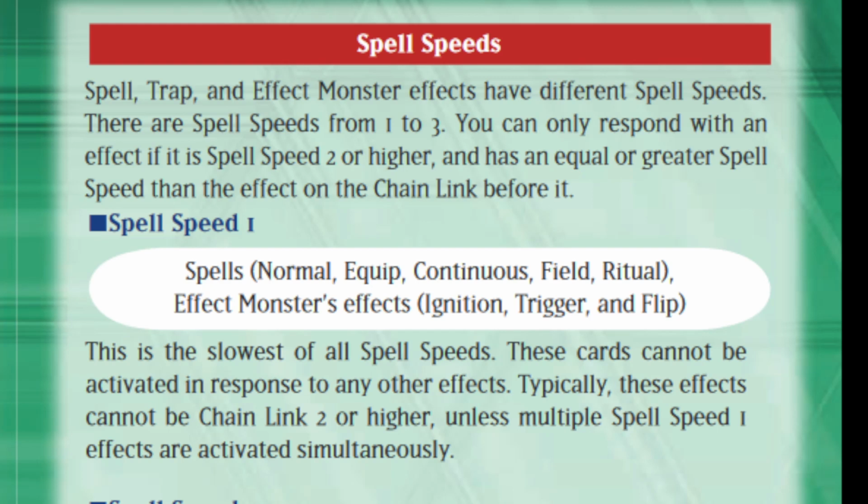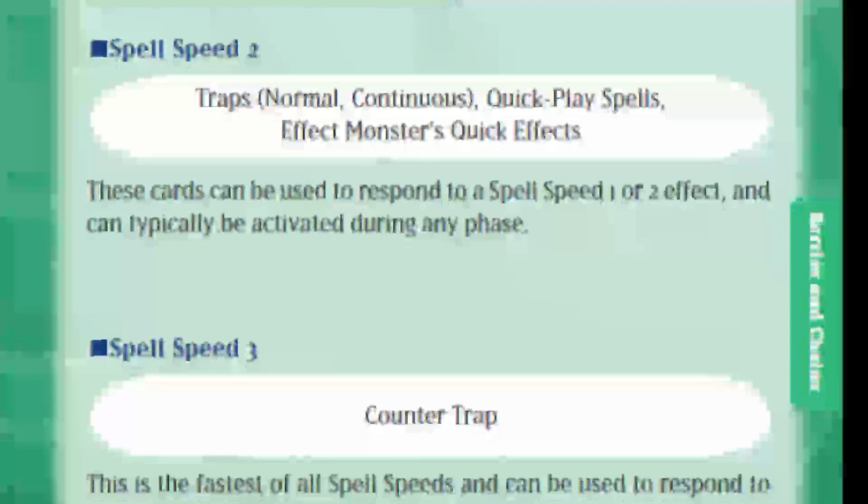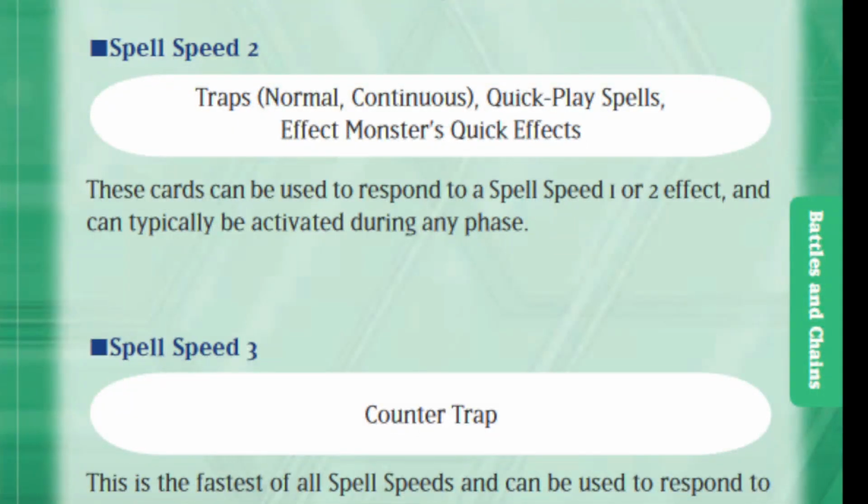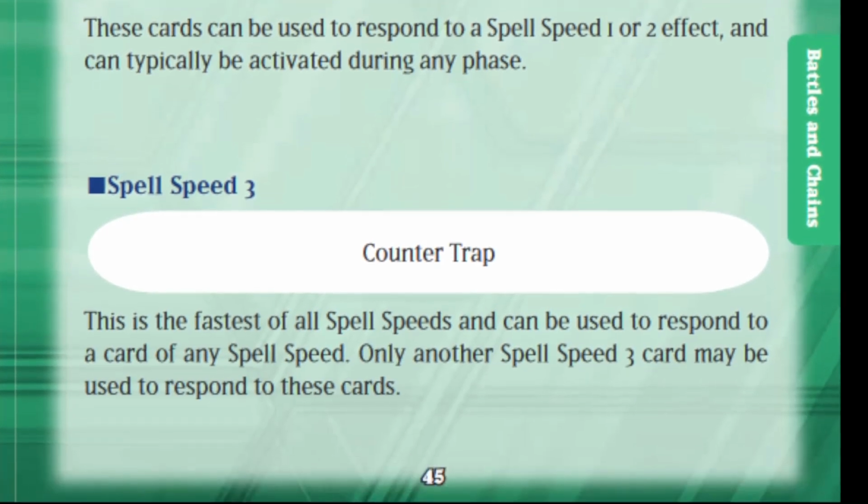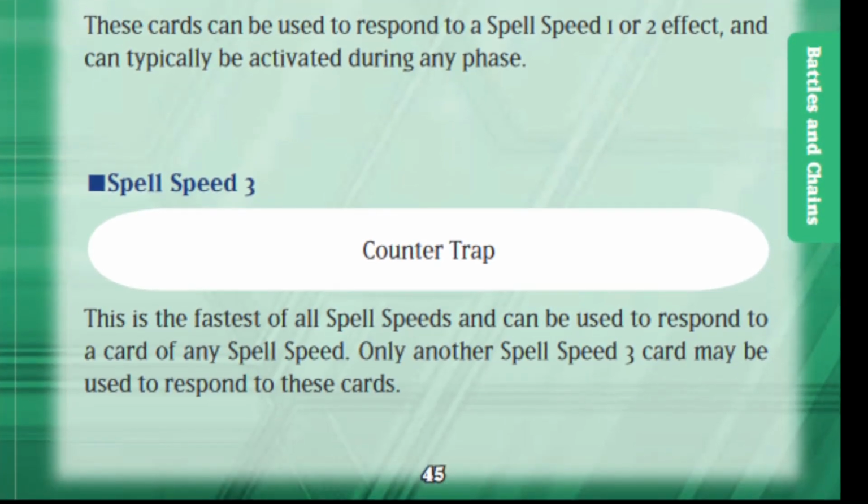Cards that are speed spell 2 are trap cards, normal or continuous, quick play spell cards, or effect monsters that have quick effects. Speed spell 2 cards can be activated in response to speed spell 1 cards or speed spell 2 cards, and are usually the bulk of cards on a chain. Speed spell 3 cards are counter traps. Speed spell 3 cards can be activated in response to cards that are speed spell 1, 2, or 3, but the only card that can be activated in response to a speed spell 3 card is another speed spell 3 card.